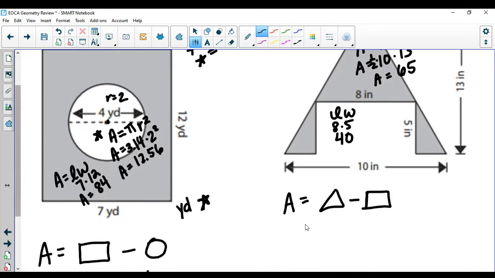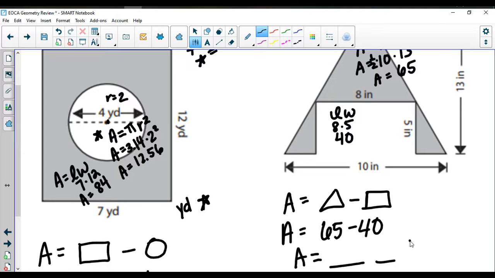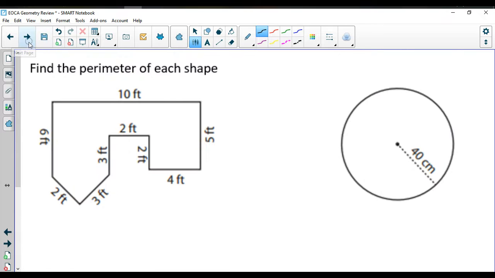Using those two numbers, you're going to go ahead on down here, and you're going to tell me, plugging in, we have triangle is 65 minus the rectangle is 40. What is our final area? And also include your units. So 65 minus 40 is going to give you 25. Our units are inches, and it's area, so we're going to be squared for this one.